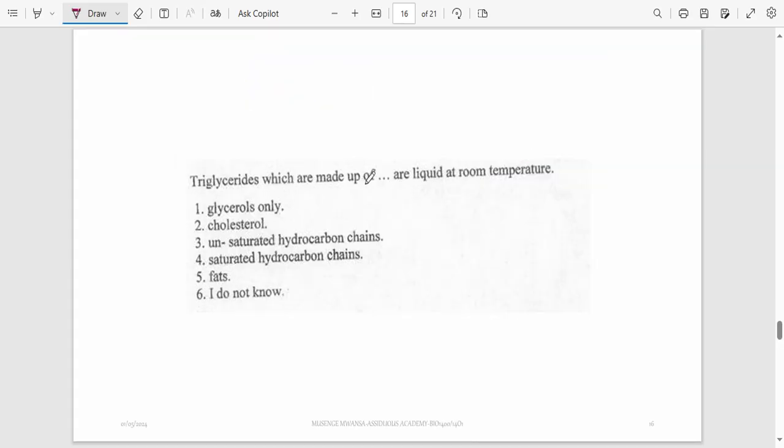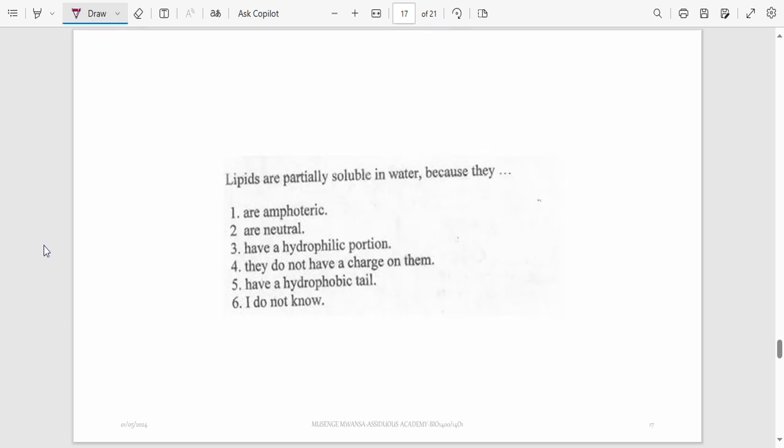Triglycerides, which are made up of a dash, are liquid at room temperature. Glycerol only, cholesterol, saturated hydrocarbon chain, saturated fats. Which one would you pick? Remember, are liquid at room temperature. Unsaturated. Okay. Another one says unsaturated. Anyone else? Unsaturated. Okay, very good. That's the correct answer.